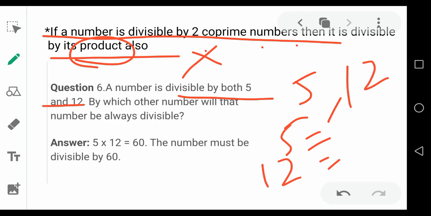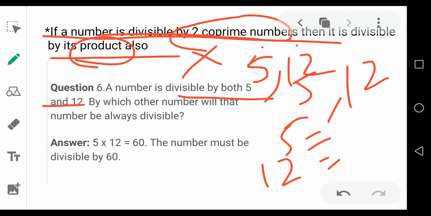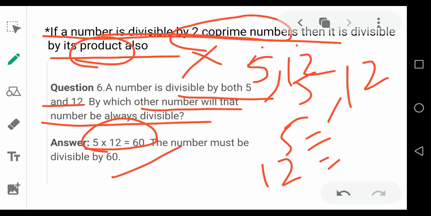So we're coming to the question. A number is divisible by both 5 and 12. Are they coprime? Yes, 5 and 12. They are coprime, right? So if a number is divisible by two coprime numbers, then it is divisible by its product also. So, by which other number will that number be always divisible? You will find the product. What is the product of 5 and 12? 60. So, the number must be divisible by 60. Okay.